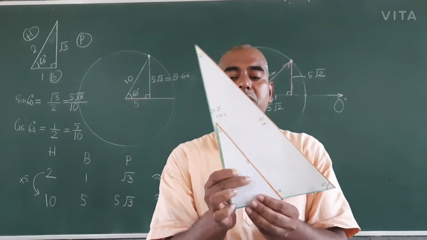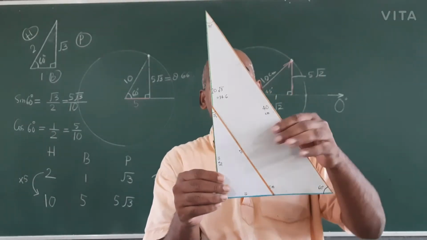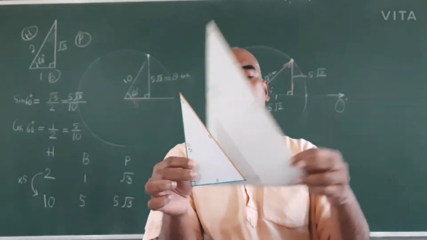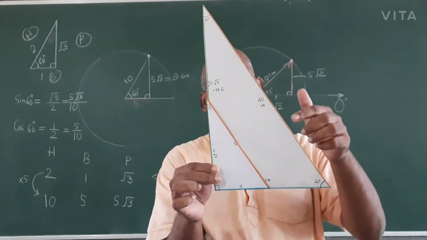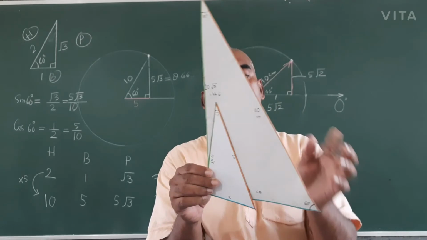This was 10 centimeter. I have shown this is 10 centimeter. This is 2 times on all sides. This is 10 centimeter and this is 20 centimeter. This is 10. At that time this was 20. When it is 20, it is 40.